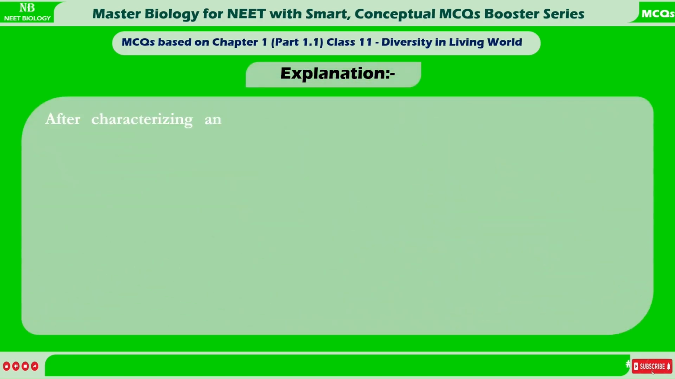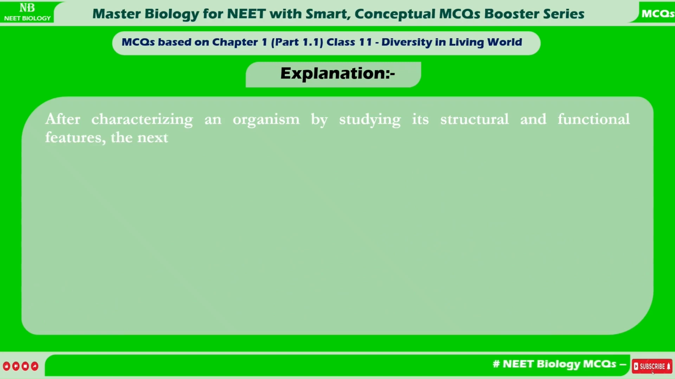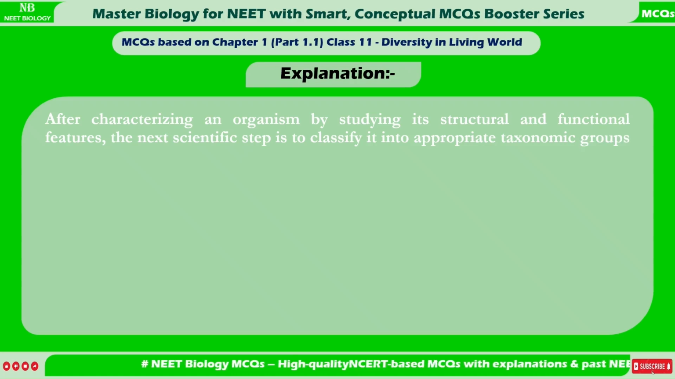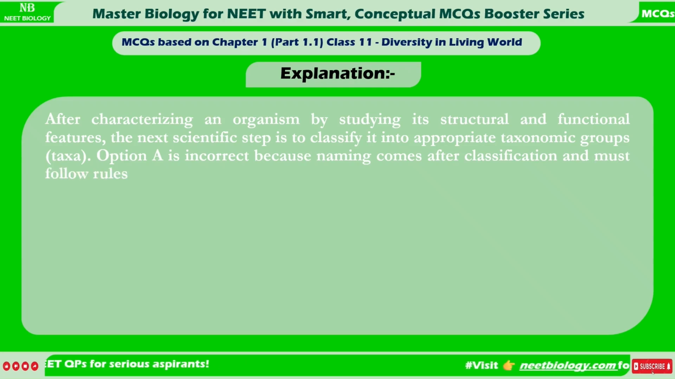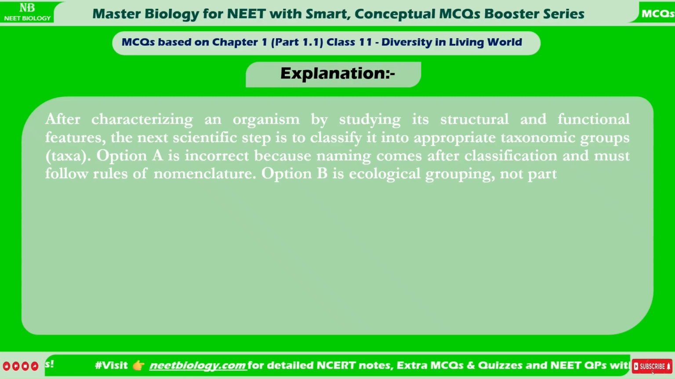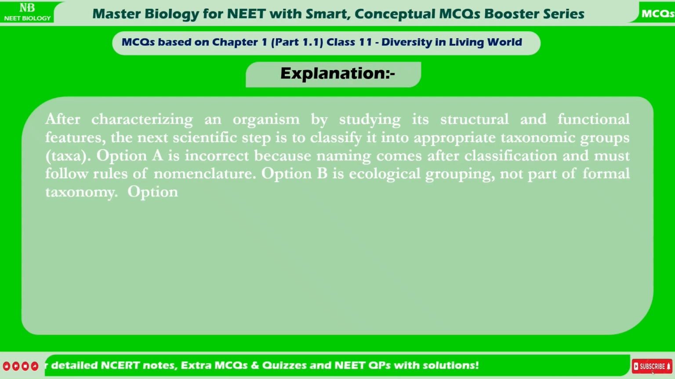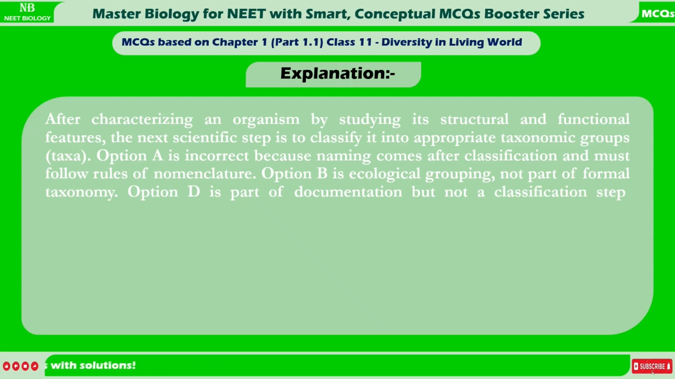Explanation. After characterizing an organism by studying its structural and functional features, the next scientific step is to classify it into appropriate taxonomic groups, taxa. Option A is incorrect because naming comes after classification and must follow rules of nomenclature. Option B is ecological grouping, not part of formal taxonomy. Option D is part of documentation, but not a classification step. Therefore, option C is correct.